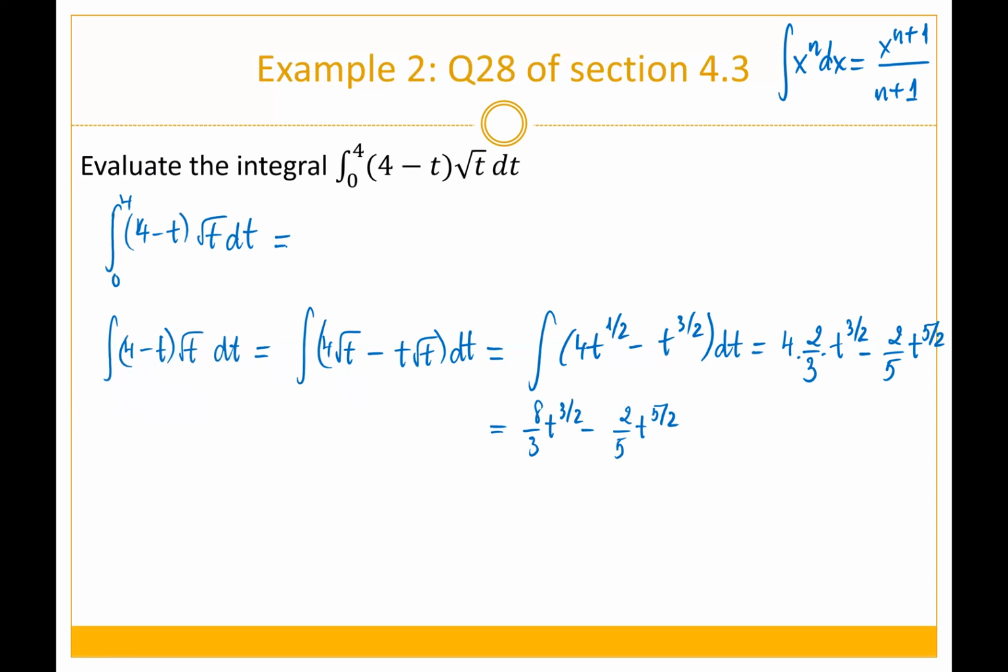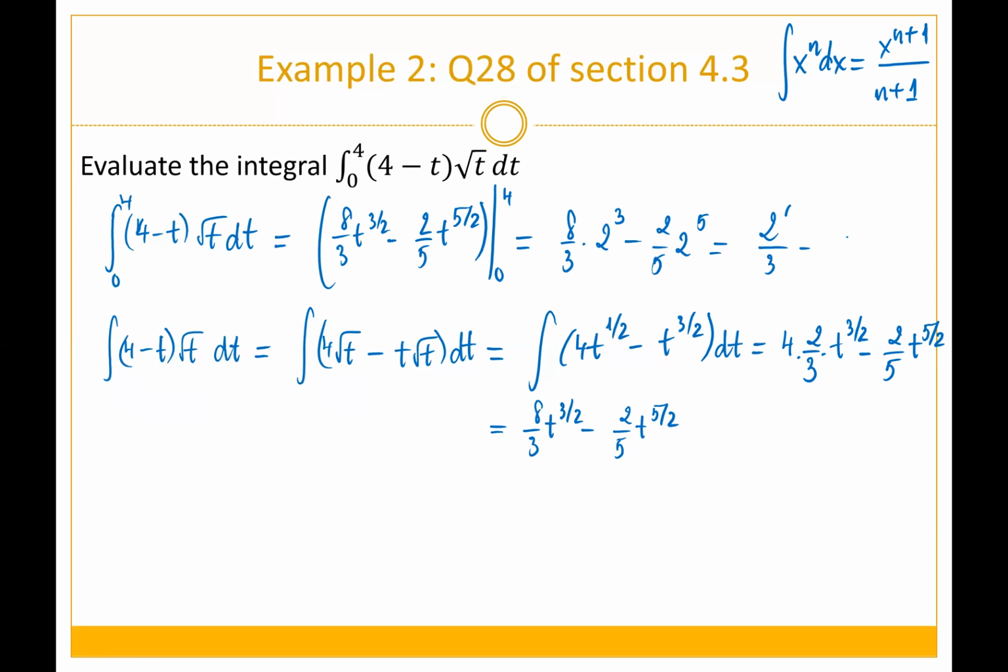So if we simplify that, we have (8/3) t to the 3/2 minus (2/5) t to the 5/2. So you're just going to plug it back here, from 0 to 4. When you plug in 4, what you have is a third times 2 to the third minus 2/5 times 2 to the 5th. And then when you plug in 0, it's just going to be 0. So what you end up having is 2 to the 6 over 3 minus 2 to the 6 over 5.